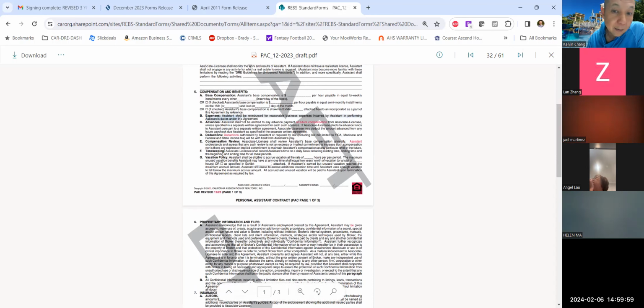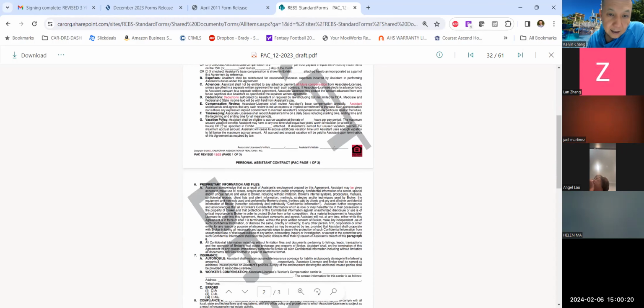Expenses shall be reimbursed. Assistants shall not be entitled to any advances. Deductions are authorized for Medicare, federal, and state income withholding taxes. So the employer, if you're choosing to put him as a W-2, has the authority to make deductions on the employee's behalf. And here's your vacation policy with the rate of, I don't know, whatever, 20 hours per pay period or 40 hour work weeks. And they get a maximum of X amount of days per year for paid vacation.